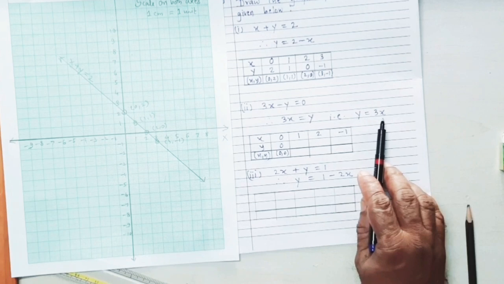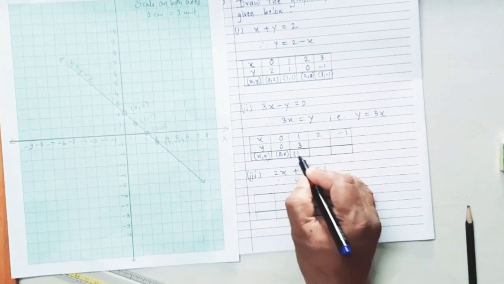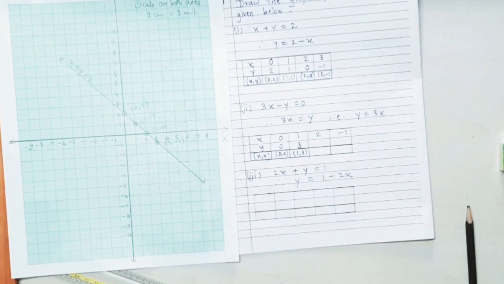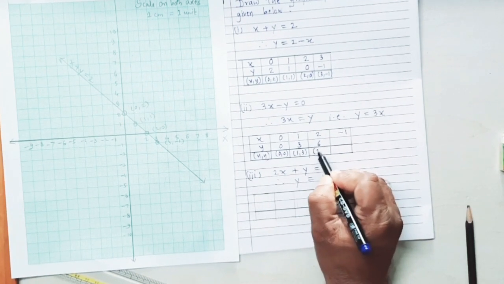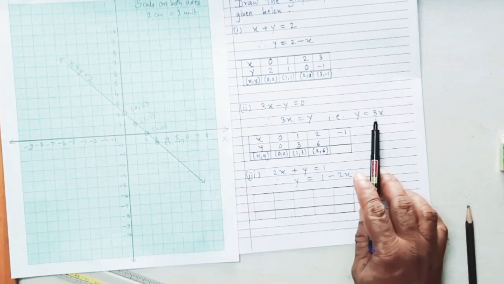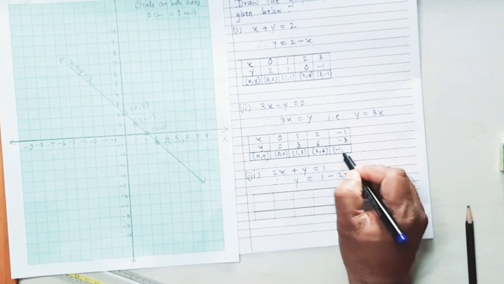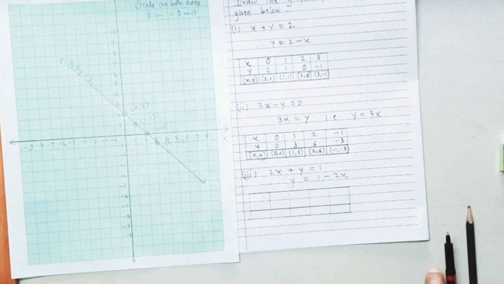If x is equal to 1, 3 ones are 3, so y is equal to 3. So the point is 1 comma 3. If x is equal to 2, 3 twos are 6, so y is equal to 6, so the point will be 2 comma 6. And if x is equal to minus 1, 3 into minus 1 is minus 3, so the point is minus 1 comma minus 3. Now plot these points of the equation 3x minus y equal to 0 on the graph.